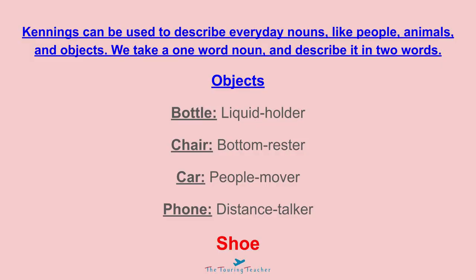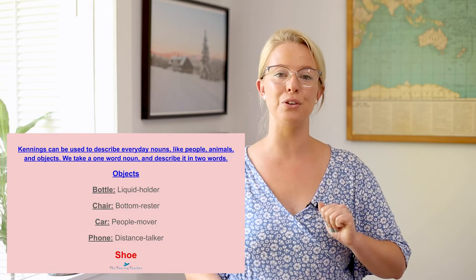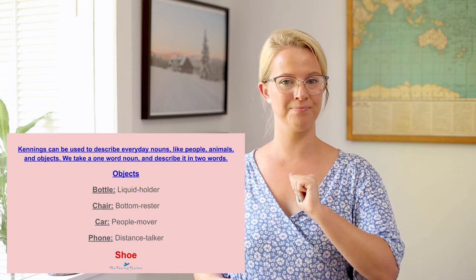We have objects. Instead of bottle, we could write liquid holder. Chair could be bottom rester. Car could be people mover. And phone could be distance talker. What Kenning would you use for the word shoe? Excellent choice. Okay, I have got a poem example where I have used Kennings instead of the one word noun.